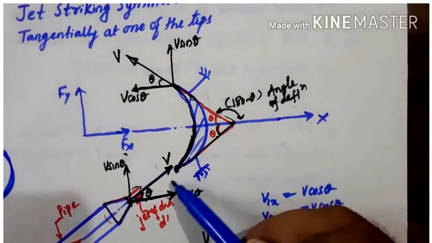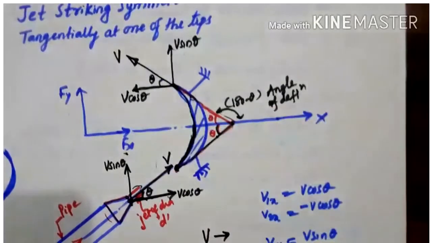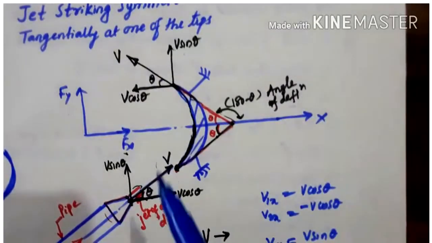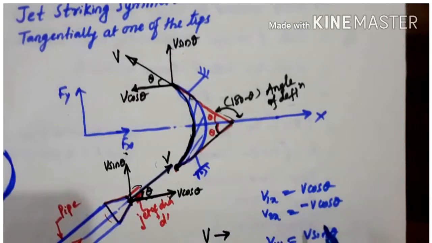So how can we identify it? The jet will enter with some angle and exit with some other angle. That is the third case: the jet striking an unsymmetrical curved vane tangentially at one of the tips. That we'll see in the next part of this lecture.